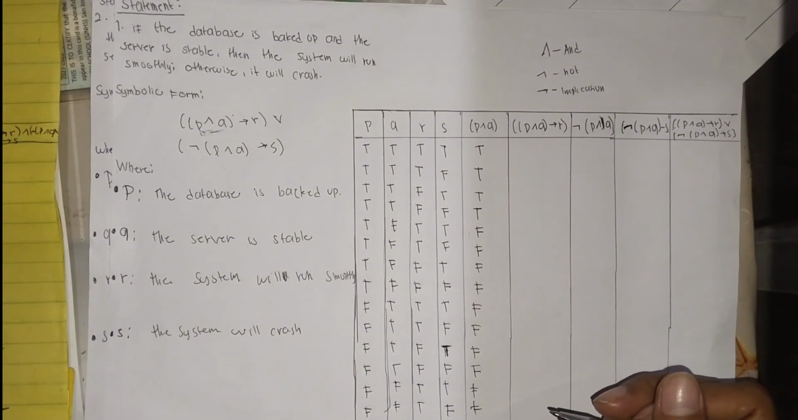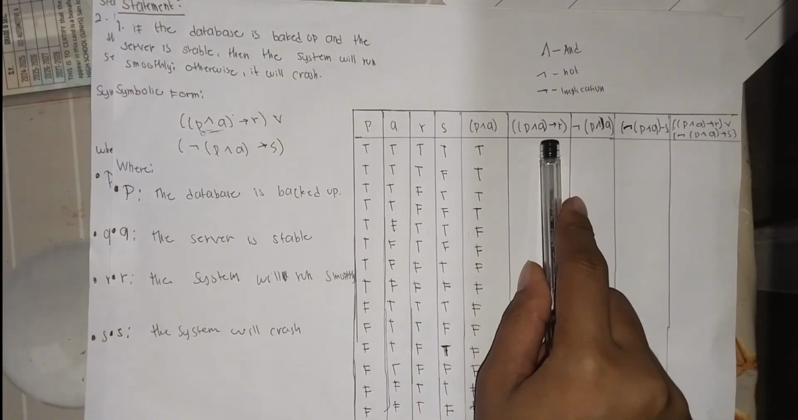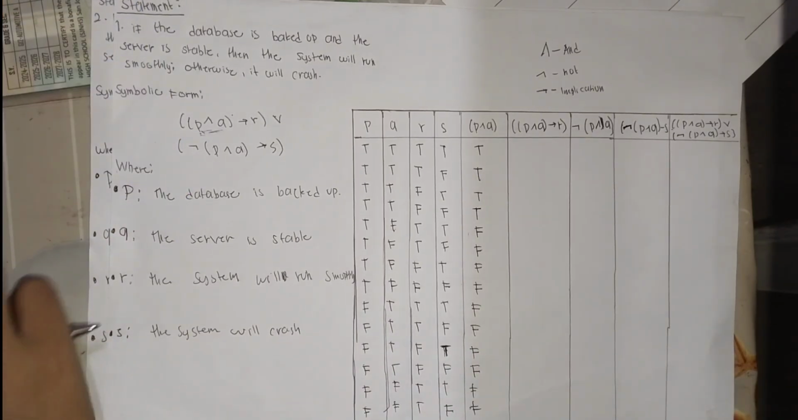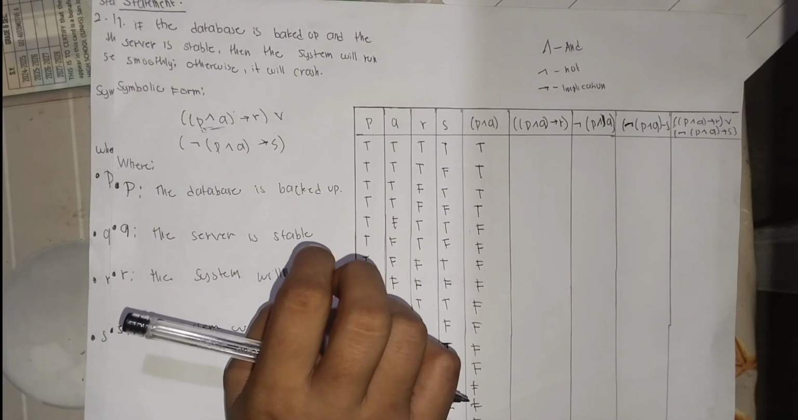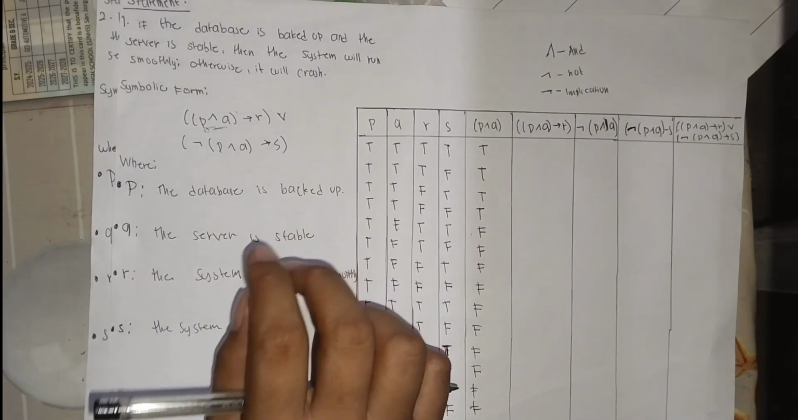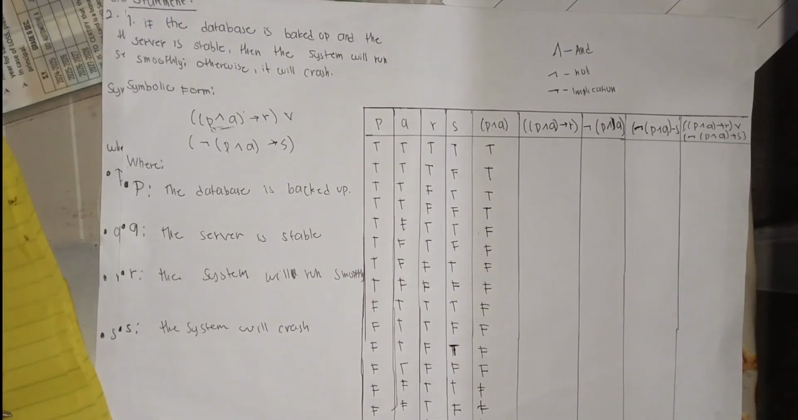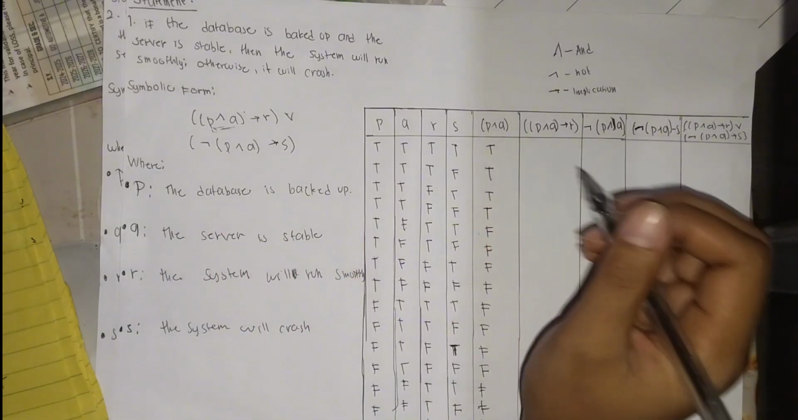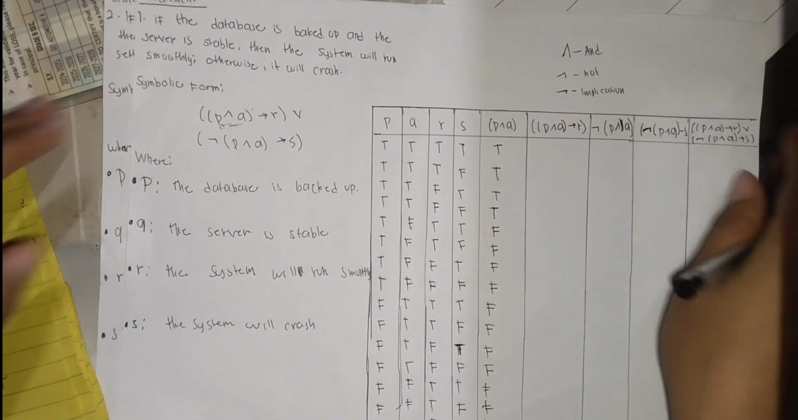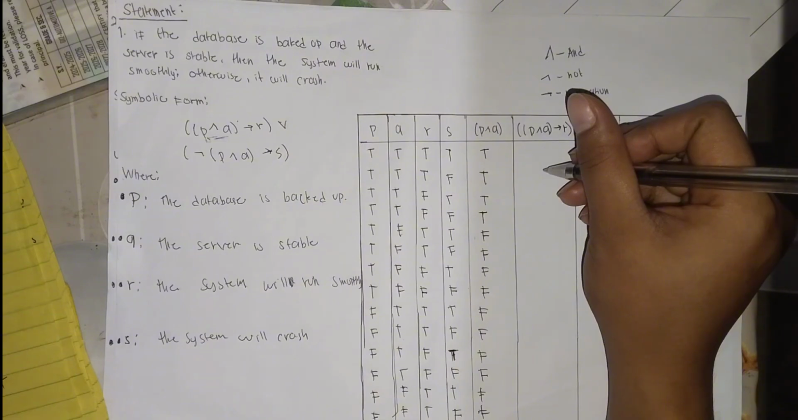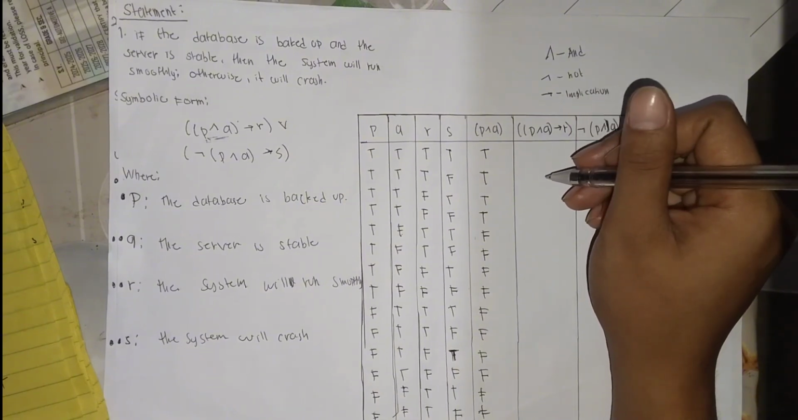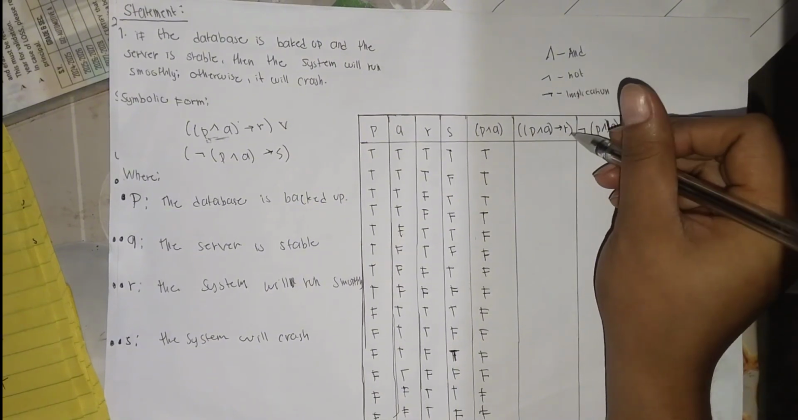So next is column 3, which is if P and Q, then R.